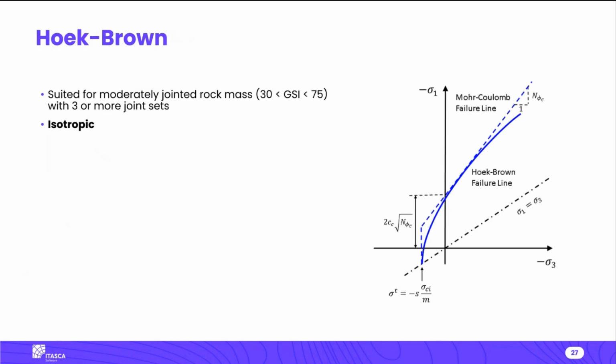The last model I'll talk about is Hoek-Brown. Again, very common in rock mechanics. Assuming you're probably familiar with this, be aware that this is a semi-empirical model, so there are limits to when this is really usable.